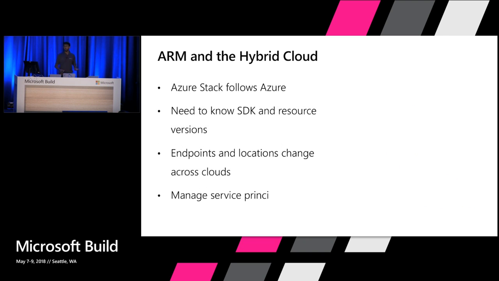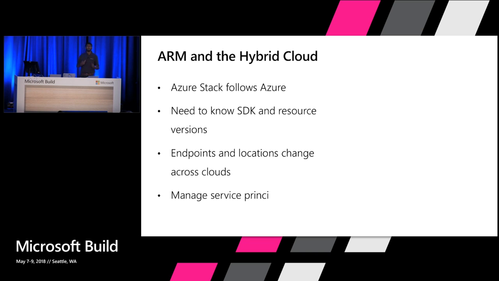ARM in the hybrid cloud. Again, Azure Stack follows Azure. You have different resource providers, say Microsoft.compute for virtual machines, Microsoft.network for load balancers, and they have different API versions as those teams push out new code. Azure Stack is always going to follow a little bit behind because we want to prove things out in Azure before bringing it to the private cloud.